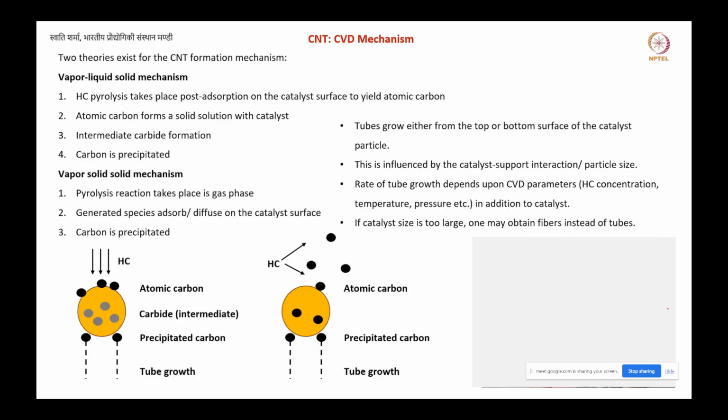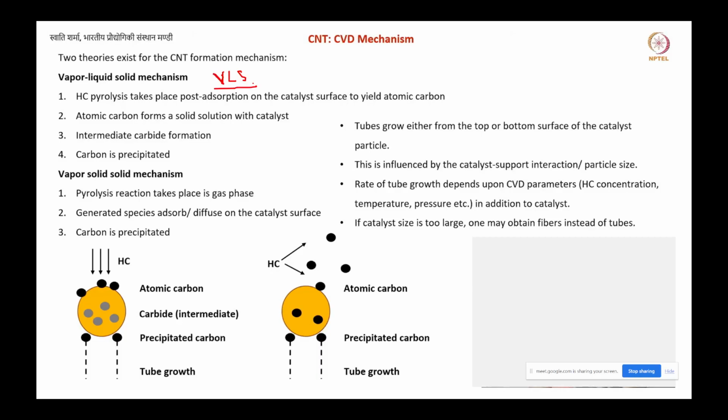Now, the CVD mechanism of our CNT, like we have seen the mechanism in graphene. In the CVD mechanism of CNT, two theories exist for the CNT formation mechanism. The first is the vapor, liquid, solid mechanism. Okay, this is very important in CVD. In short form we call it the VLS method or VLS mechanism. It means vapor, liquid, solid.